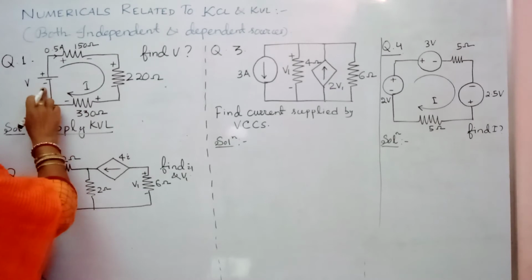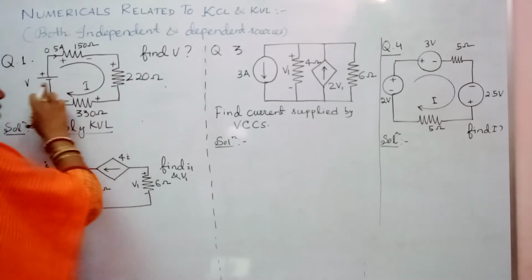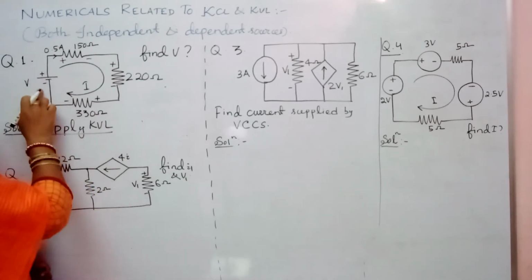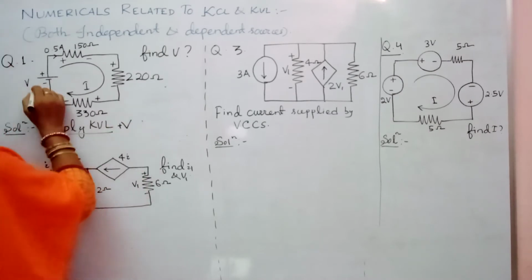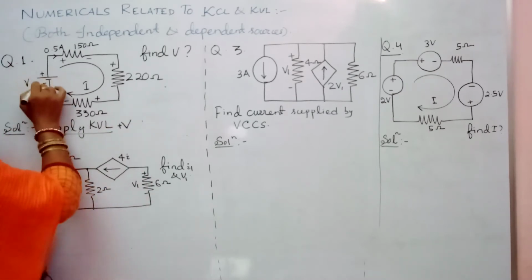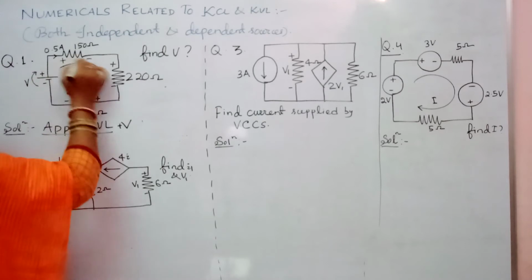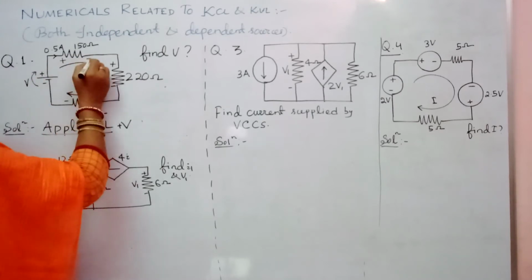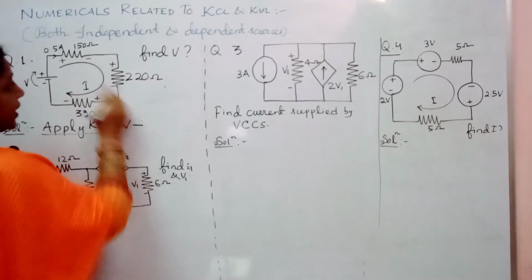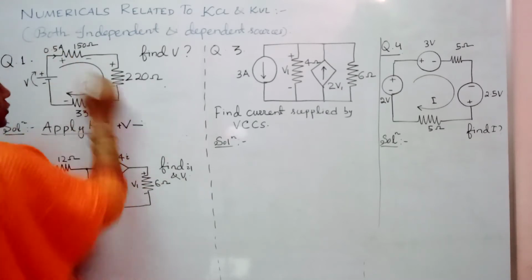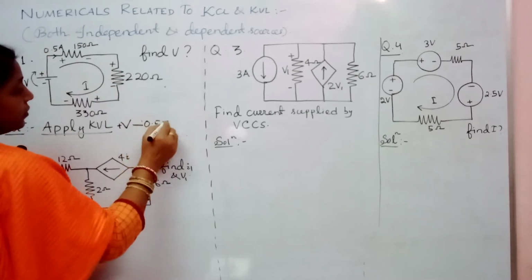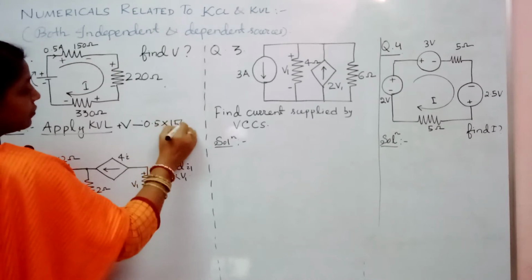Now you can start from anywhere you like. I am starting from here. So negative to positive, it is increasing. So what will I write first? V plus V, because it is going from negative to positive. See, the direction remains same. Now it is going from positive to negative. So what will I write? Minus, reducing. What is that voltage drop? Current is 0.5 into the resistance is 150.